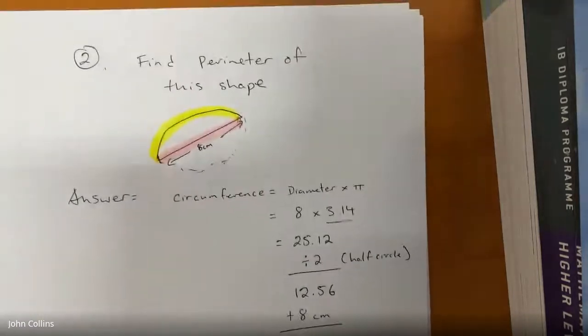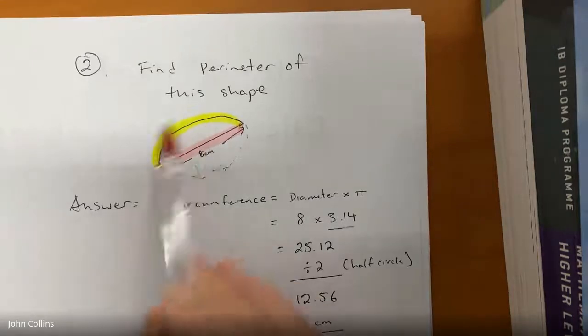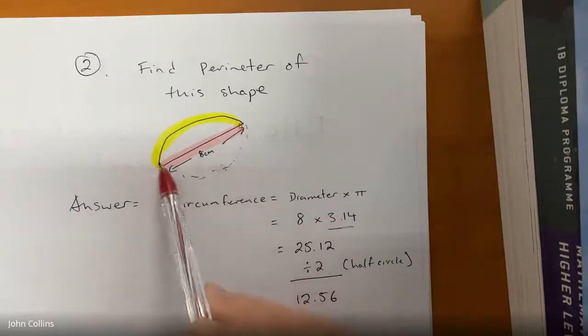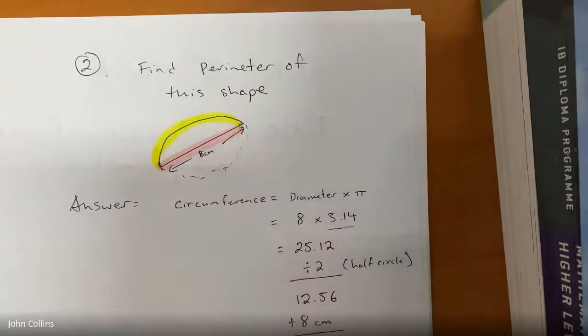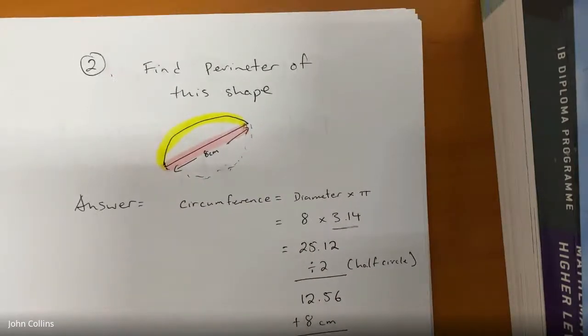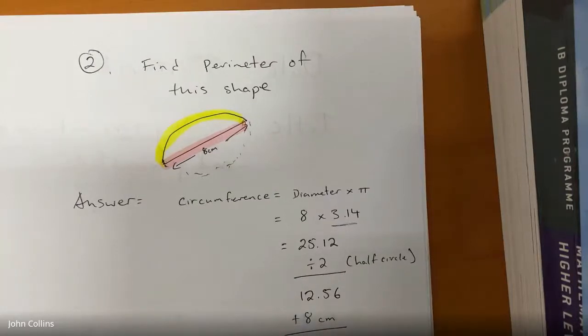So with these compound or half shapes, just divide by 2, but don't forget to include this extra bit which encompasses the shape. Okay, so that's an example of a difficult yellow question. And I'm going to finish this with a blue type question.